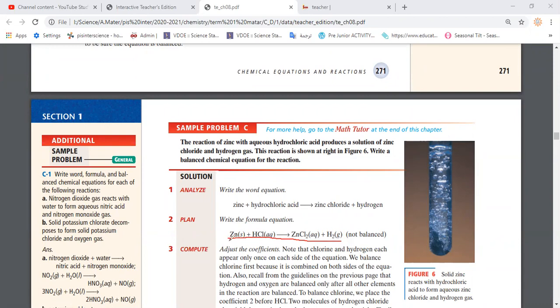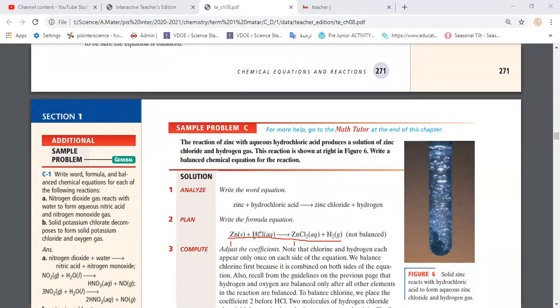Guys, let's think here. We have 1 zinc, and here 1 zinc. No problem. Where do you put 2, Hassan? In the beginning. So Hassan, how many zinc do we have here? 1. And here? 1. So no problem with zinc. I don't need to change the coefficient of zinc.